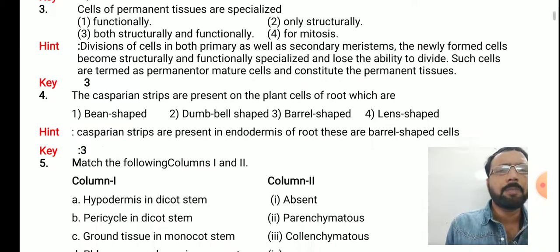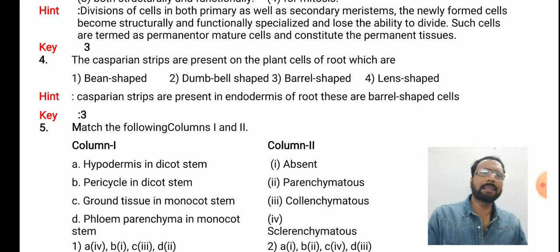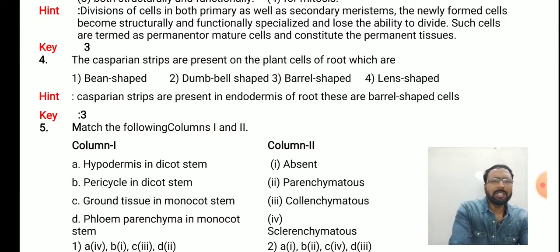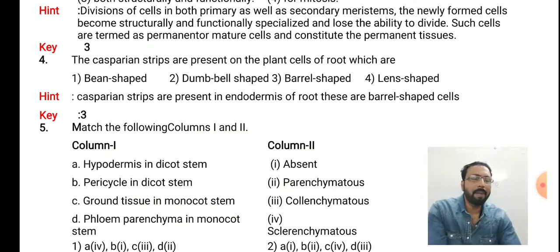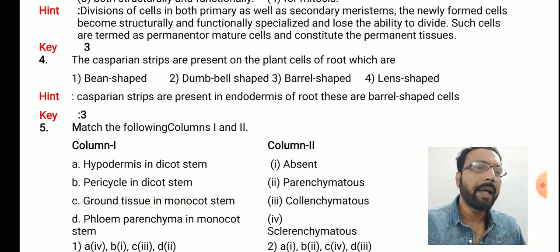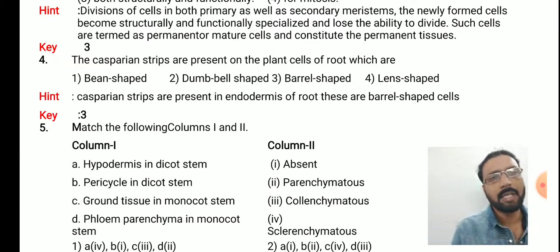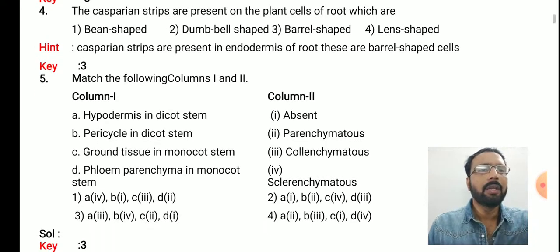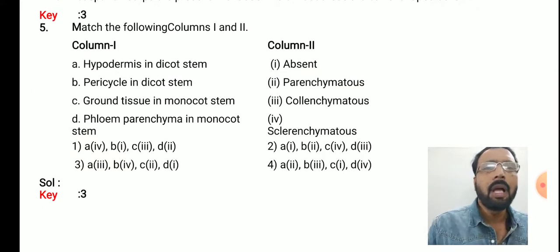Then, Casparian strips are present on the cells of roots, which are bean shaped, dumbbell shaped, or barrel shaped? Yes, here endodermal cells are barrel shaped cells containing Casparian thickenings. So that's the answer, third option. Then you go for the fifth question.